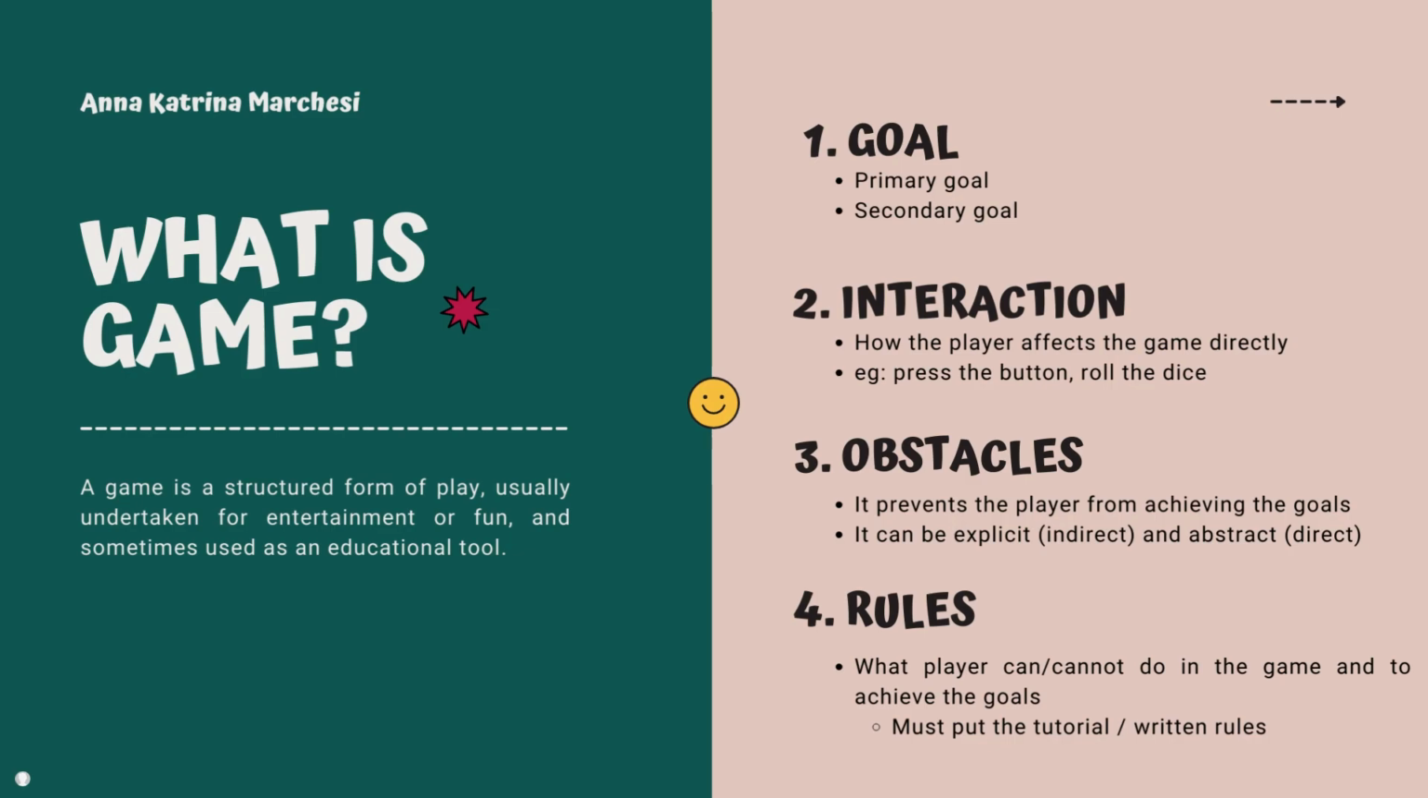And next, interaction is how the player affects the game directly, like pressing the button, pressing the keyboard, touching the screens or the console, maybe a joystick. Okay, and next, obstacle is about how the game can prevent the player from achieving the goals. So it can be explicit, which is indirect, and abstract, direct. Some examples of obstacles are enemies, moving platforms, and time limit. And lastly, rules is what the player can and cannot do in the game to achieve the goals. The game must put the tutorial or written rules in every game before they start the game.